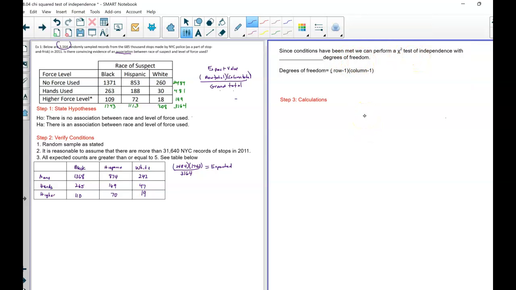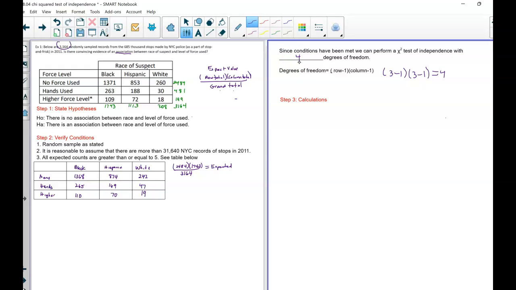So how do we calculate the degrees of freedom for the chi-square test of homogeneity and independence? You use the formula, which you have to memorize, row minus 1 times column minus 1. So we have 3 rows, so that's 3 minus 1 times 3 columns, 3 minus 1, so that's 2 times 2, or 4. So this is 4 degrees of freedom.